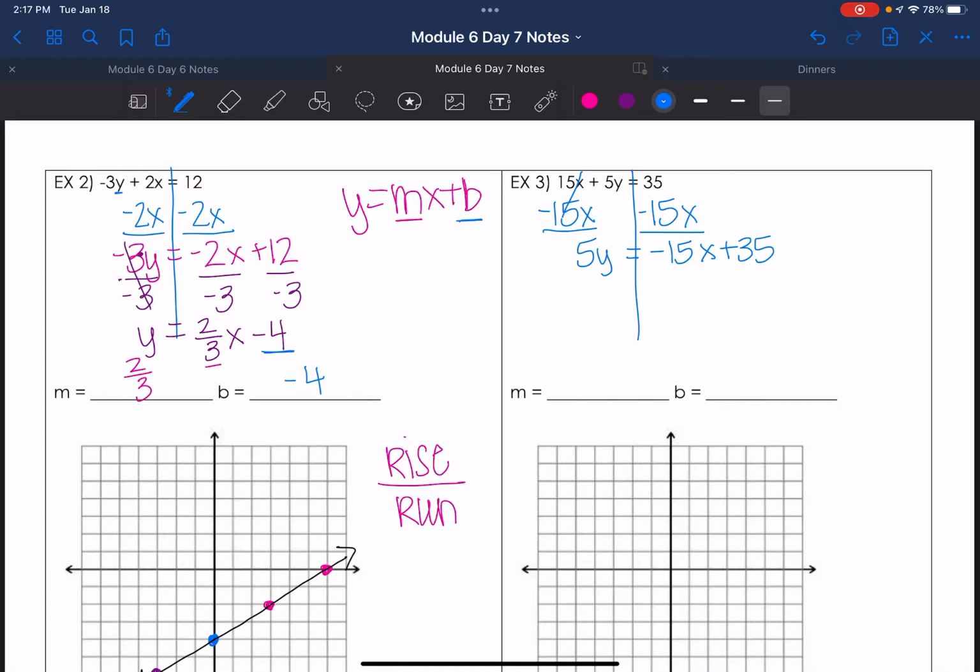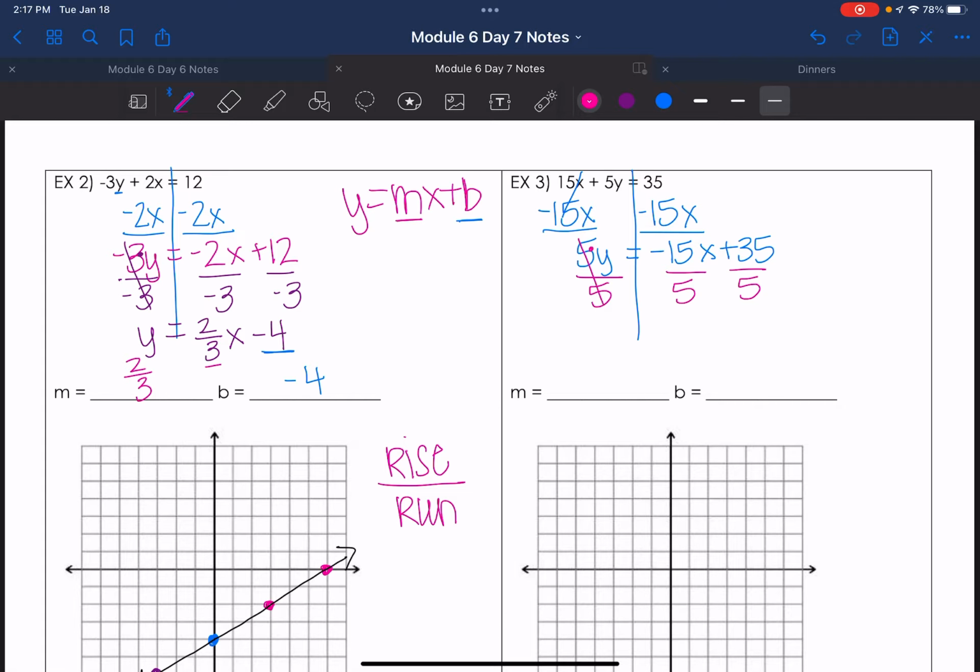So that negative goes in front of the 15 because we have subtracted it. And remember, you can't have -15x and 35 combined because they are not like terms. Now we have 5y equals -15x plus 35, but I don't want to know what 5y equals. I want to know what y equals. So because there is multiplication between 5 and y, I want to go ahead and divide everything by 5. So what I do to one side, I do to the other side.